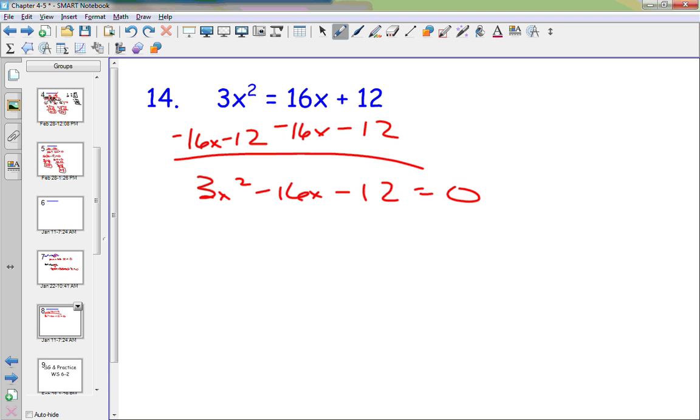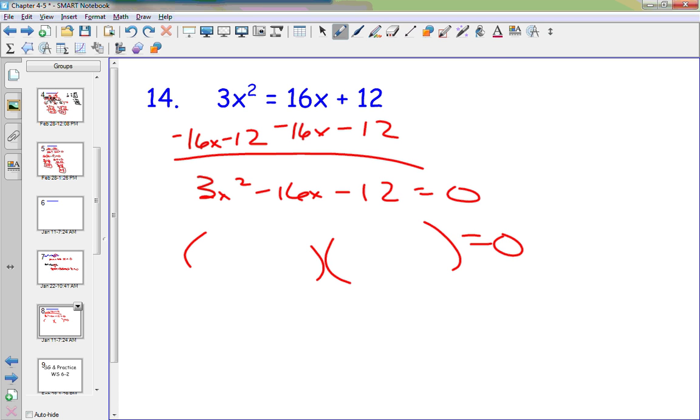Now what? Now my question is, my lowest number is a 3. Does 3 go into 16? No. 3 goes into 18, which is what you were thinking, but it does not go into 16. So do I have a GCF? No. So I need to break this down into two binomials. Do we all see that, yes or no?